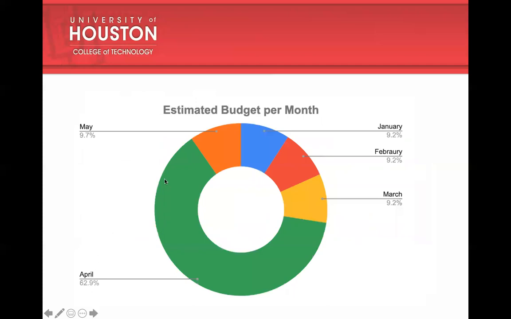As I said, you can see in this pie chart that 62.9% of the total budget is spent during the month of April. So the coming month is very crucial for us if our project proposal is accepted.